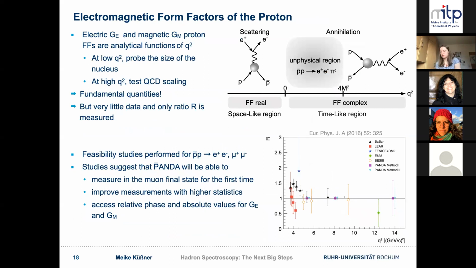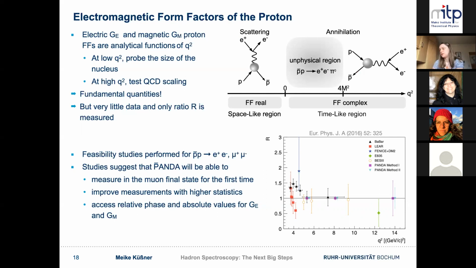So, but PANDA can also contribute on another level. We have heard also about form factors, and so PANDA is aiming for the electromagnetic form factors of the proton. As you know, there's the electric and the magnetic proton form factor, and there are analytic functions of Q squared. At low Q squared, this is interesting to probe the size of the nucleus, and at highest Q squared, probably the theoreticians are interested in testing the QCD scaling. So these are very fundamental quantities, but they are not yet well measured.